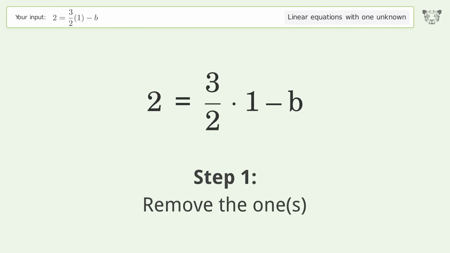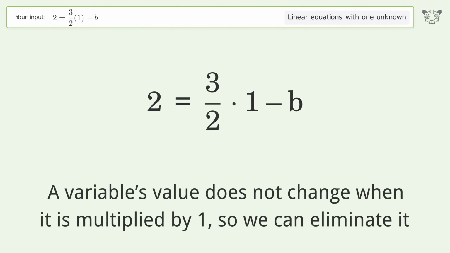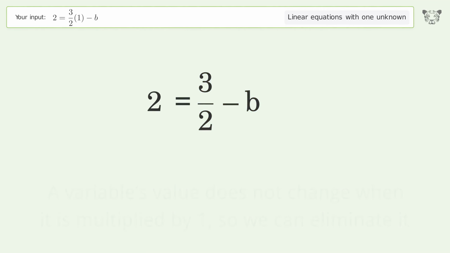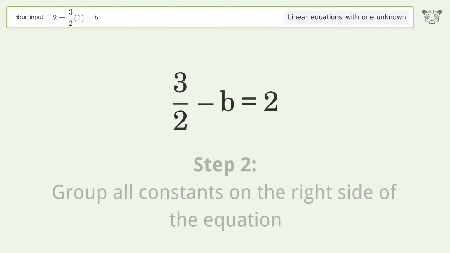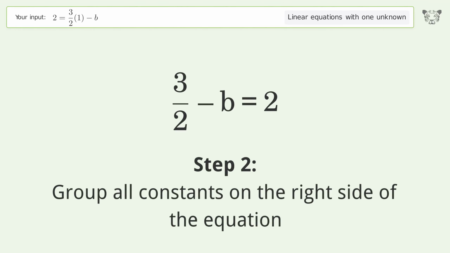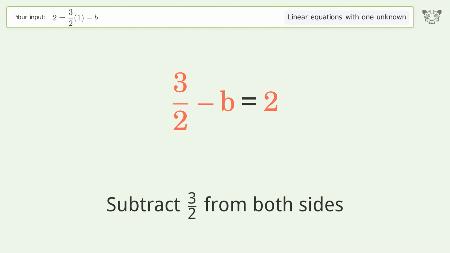Remove the ones. A variable's value does not change when it is multiplied by 1, so we can eliminate it. Swap sides. Group all constants on the right side of the equation. Subtract 3/2 from both sides.